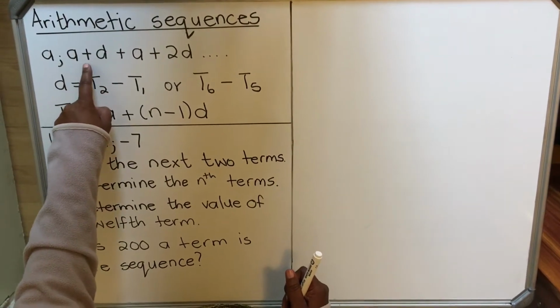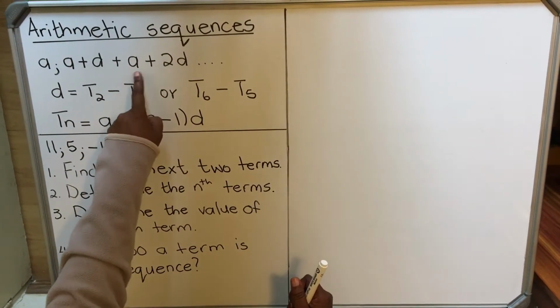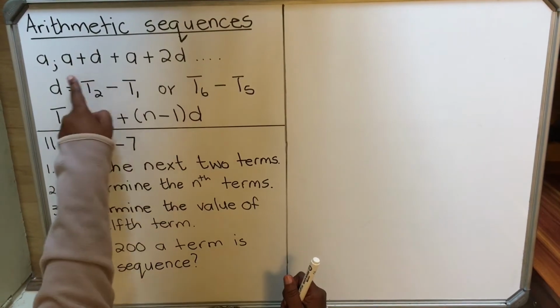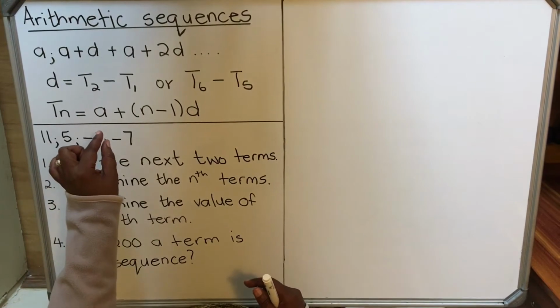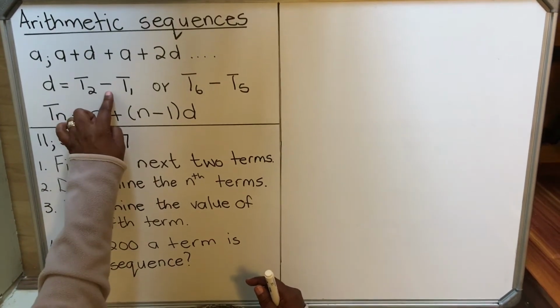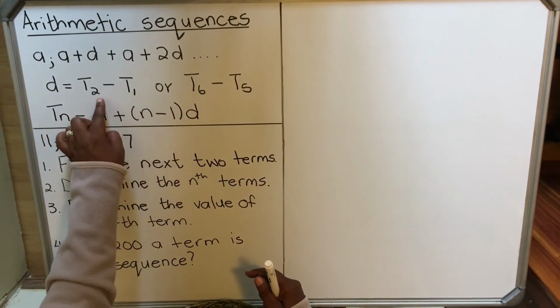So the second term is A plus D. Then the third term is A plus 2D. This is important to remember. Okay, what is D? It is the common difference. Difference means you subtract. You subtract two consecutive terms.